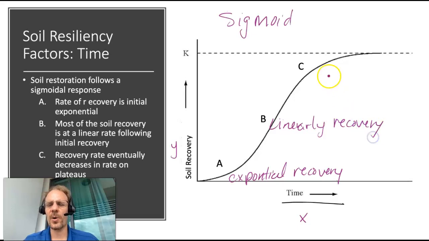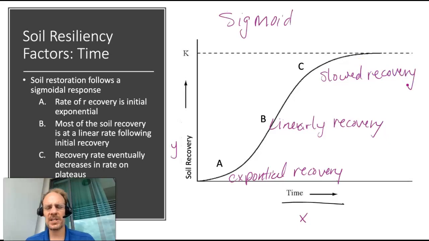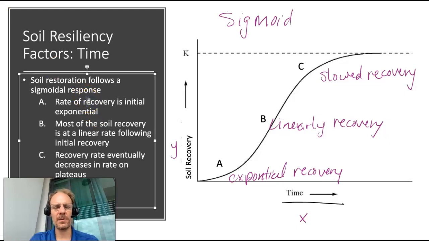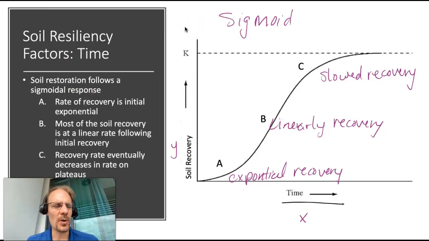And then slowed recovery. And that's the same as we think about resilience. The soil will have this initial rapid resistance or recovery, and then it will have this linear, and then a very fast rate of recovery. And we'll see that in some data that we'll show you later. But the way to think about it is our soil properties and its resilience will allow for a rapid response, then kind of a slow response.